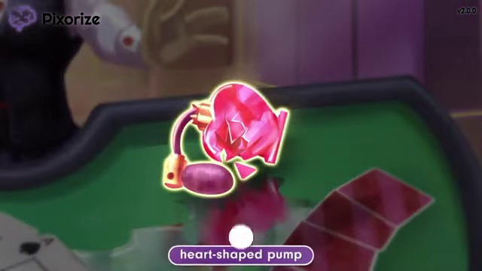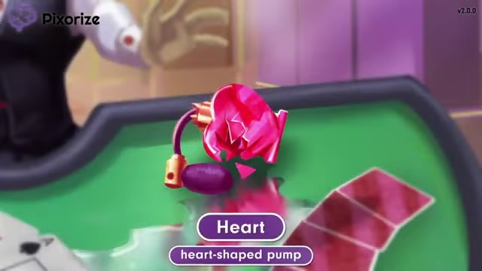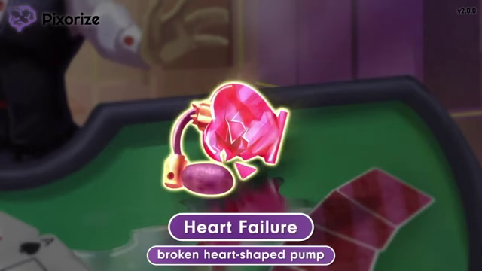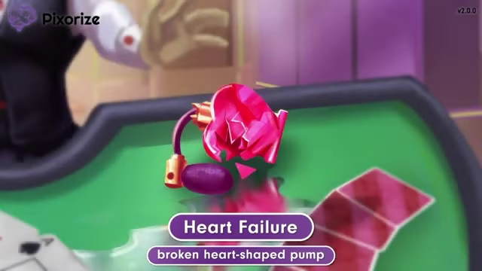This heart-shaped pump is our symbol for the heart, since it has a heart shape, and the heart can be thought of like a pump, since it pumps blood, right? But this heart-shaped perfume pump is now broken. You could even say the pump has failed, which is why it's our symbol for heart failure. Heart failure occurs when the heart fails to pump blood as well as it should, just like this broken pump is now unable to pump perfume.